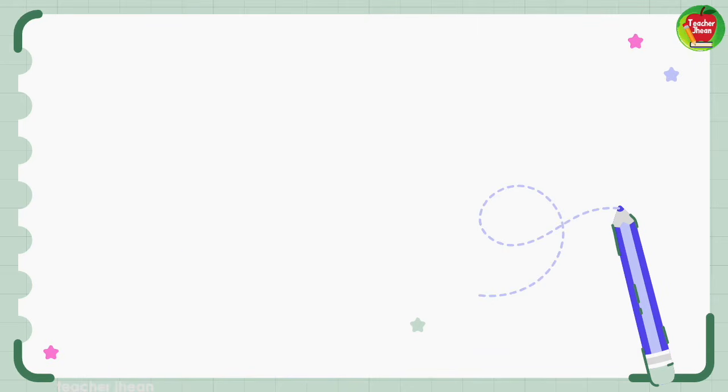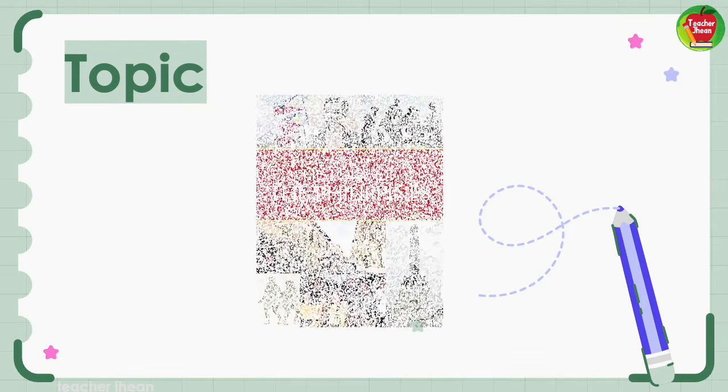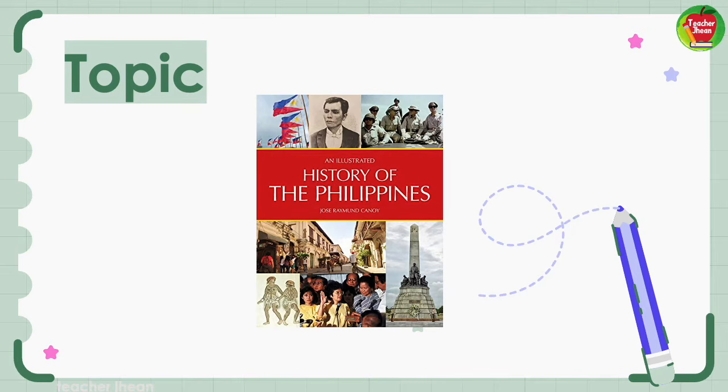Now we're going to discuss the different parts of the informational text. First is the topic. The topic is what the book is all about. The topic of this book is the history of the Philippines.